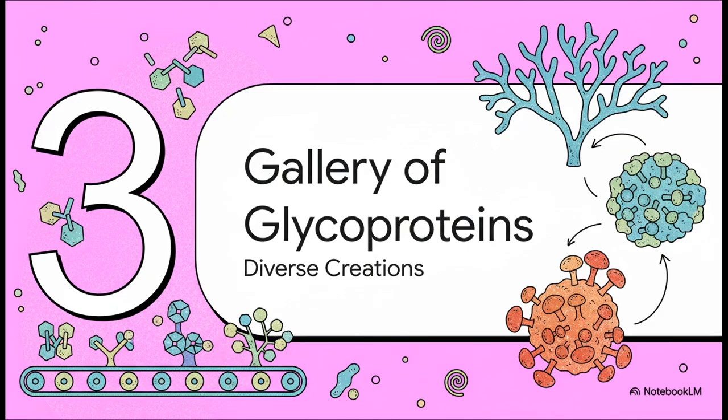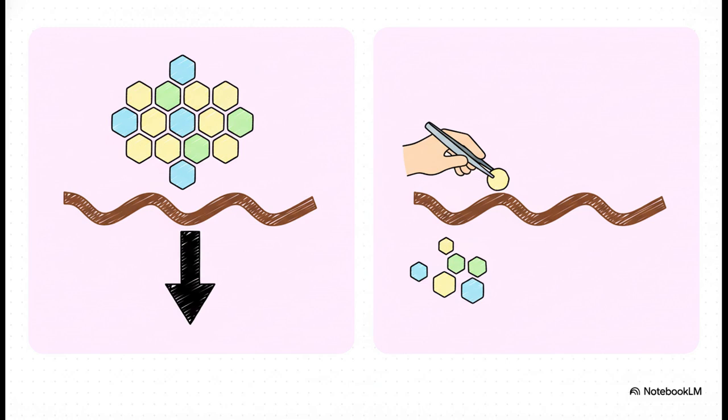Now that we've seen the factory, let's go check out the gallery of its two main architectural styles. Okay, so the big difference here really comes down to strategy. You've got N-linked glycosylation, the one we just saw, which starts with that big prefabricated block in the ER. But then there's O-linked glycosylation, and that's more like a custom piece-by-piece build. It happens mostly in the Golgi, where sugars get added one at a time directly onto the protein.